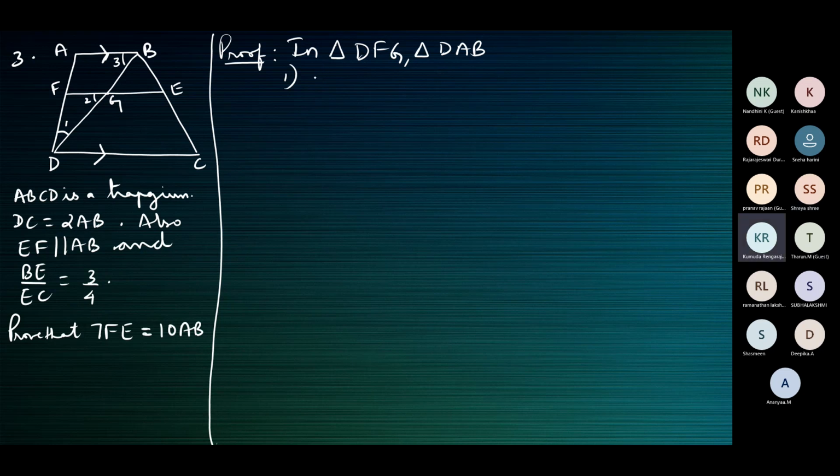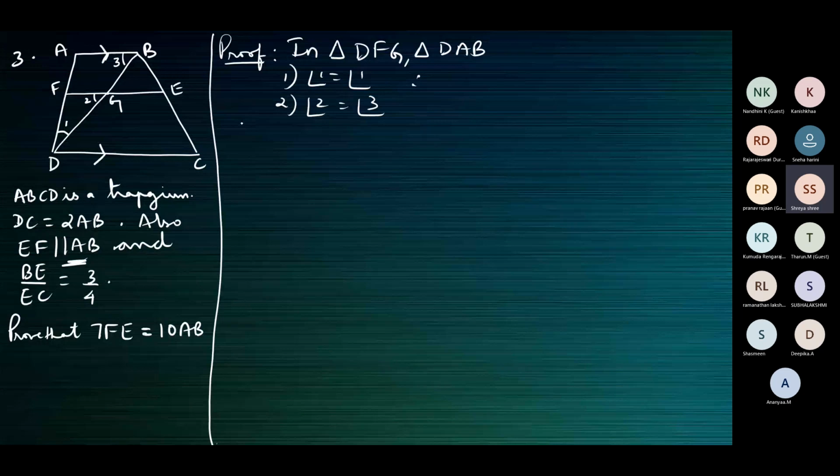Then the second one. Angle 1 is equal to angle 1, common. Angle 2 is equal to angle 3, corresponding angles, because it's given that EF is parallel to AB. Very good. So therefore, by AA criteria, triangle DFG is similar to triangle ABD.